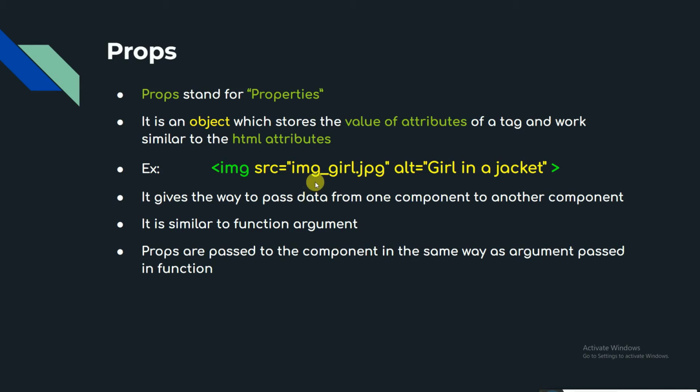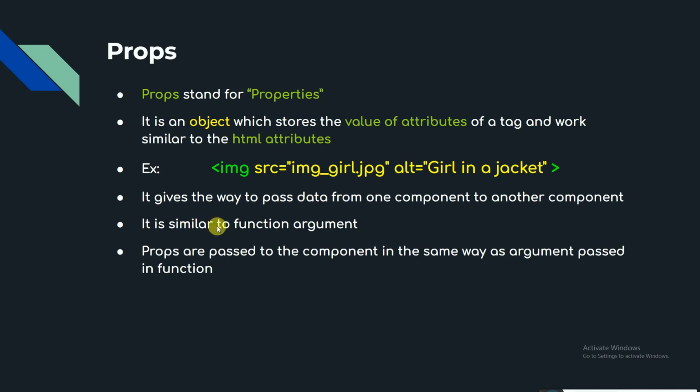So what is prop? It is an object which stores the value of attribute. This is attribute and this is its value, so it stores the value of attribute. Now it gives the way to pass data from one component to another component. So props also gives the way to pass data from one component to another component.